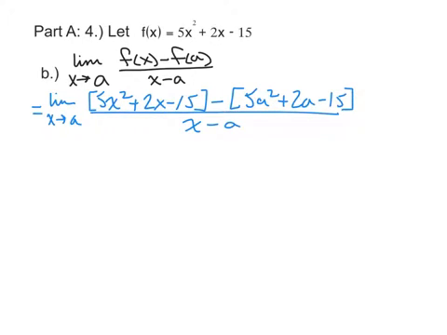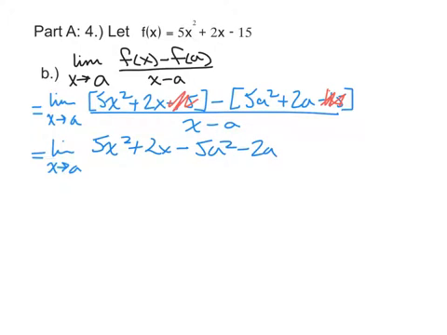all over x minus a. We look for some things that cancel right away, and the only thing I see are these constants. I've got minus 15 and minus a minus 15, so those two will cancel. And everything that's left either has x's or a's in it. The trick here is to know how to factor that. The first thing is going to be to distribute that negative sign. So we'll have 5x squared plus 2x minus 5a squared minus 2a, all over x minus a.